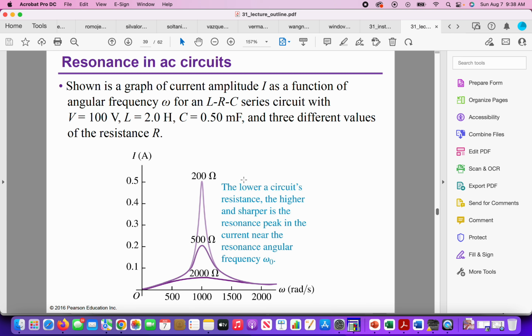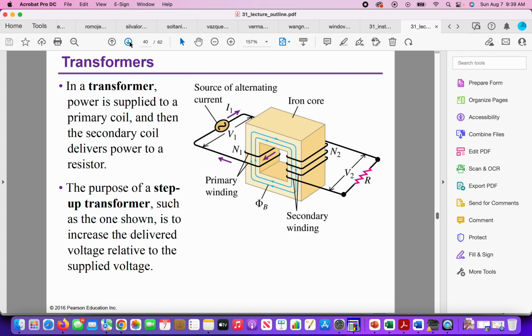Here we are showing you the graph of current amplitude as it changes with the frequency omega for an LRC circuit. The voltage here is 100 volts, L is 2, and C equals 0.5, and we have 3 different values for the resistor. This is for a high value, 2000, this is 500. The lower the circuit's resistance, the higher and sharper is the resonance peak in the current near the resonance angular frequency omega 0.